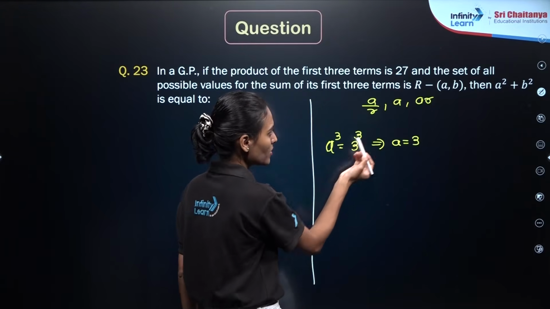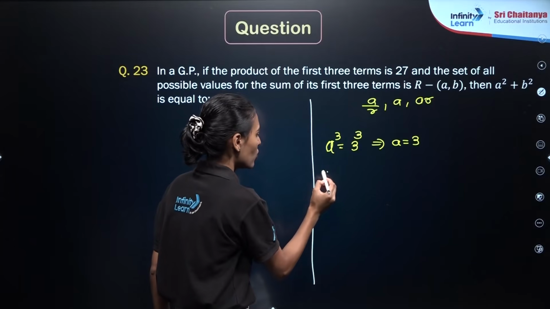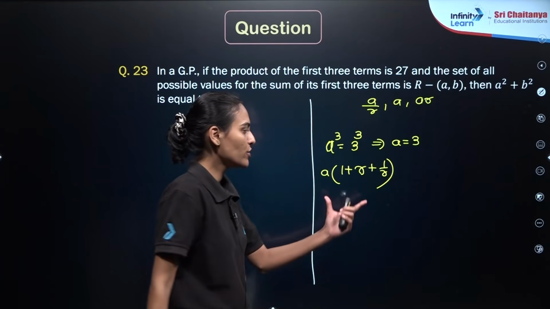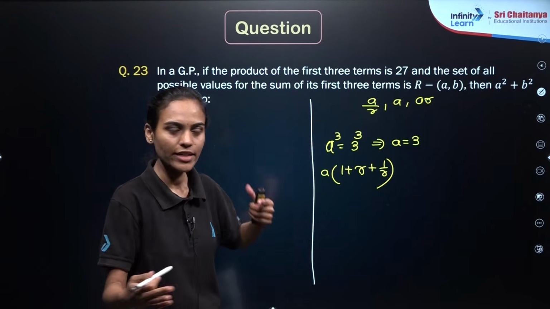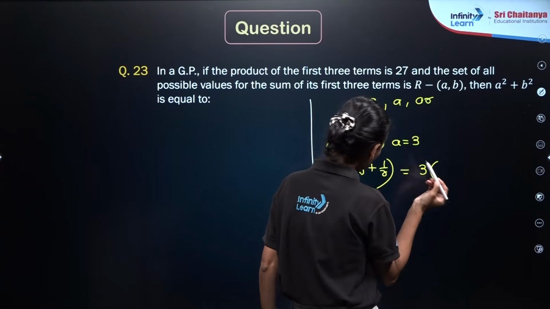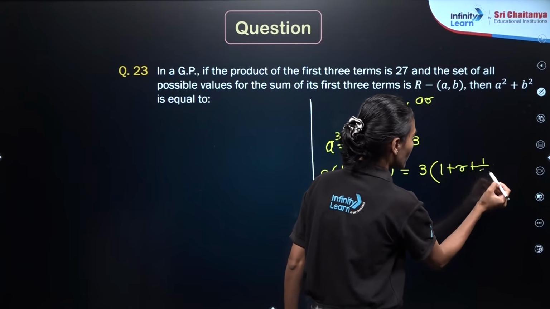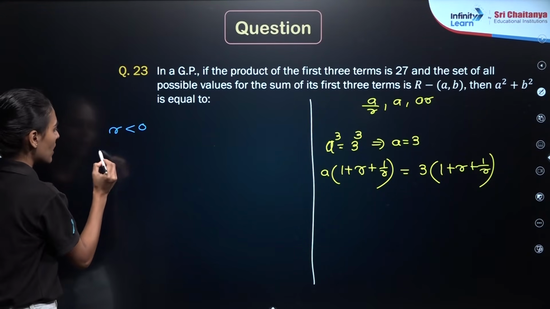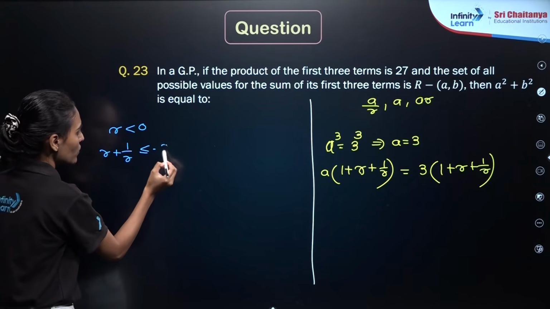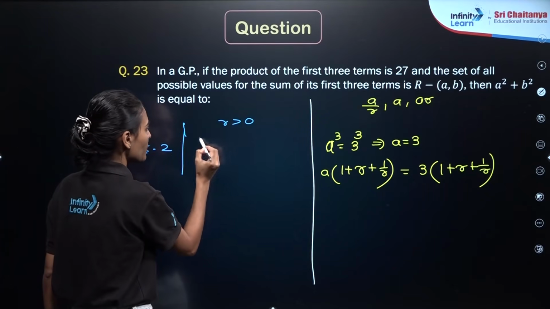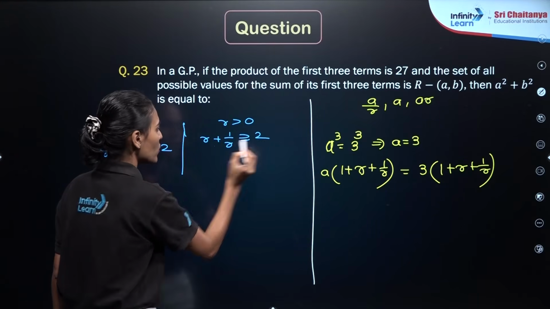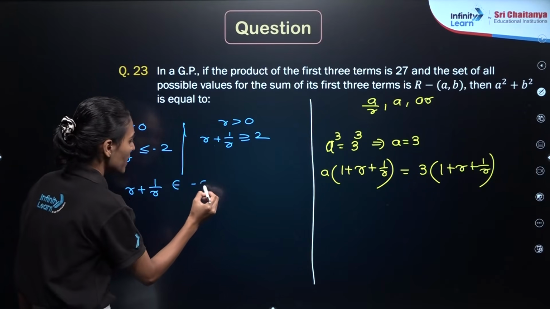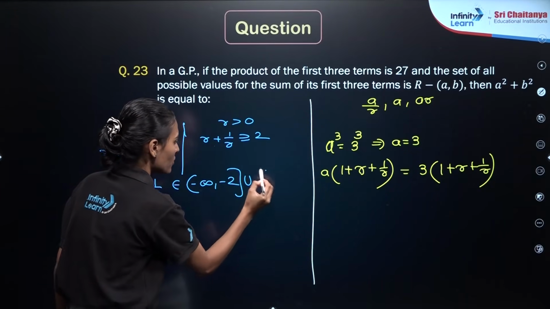What will be the sum of these 3 terms? A upon r plus a plus ar. A is common. So you will get 1 plus r plus 1 upon r. This is the sum. And you need to find where it lies, the range. So this is nothing but a times 1 plus r plus 1 upon r. X plus 1 upon x is a famous function, right? You know, suppose r less than 0, r plus 1 upon r will be less than or equal to minus 2. If r greater than 0, you will get r plus 1 upon r greater than or equal to 2. So the range for the function r plus 1 upon r belongs to minus infinity to minus 2 union 2 to infinity.